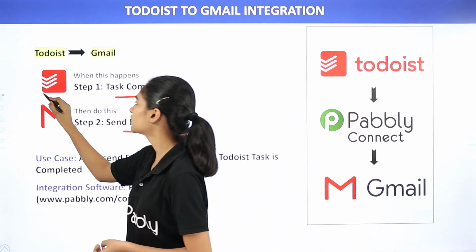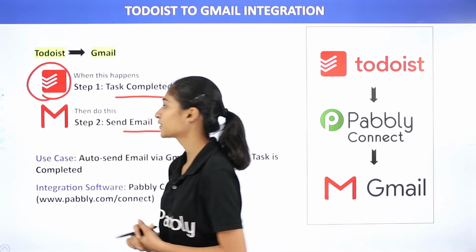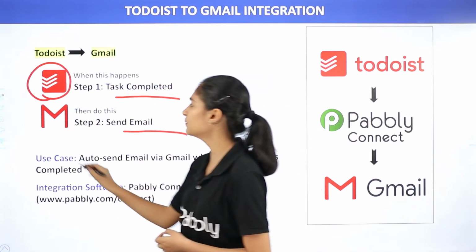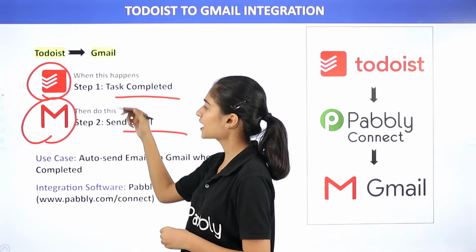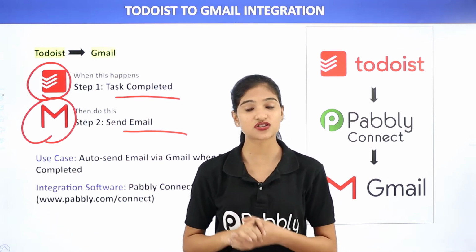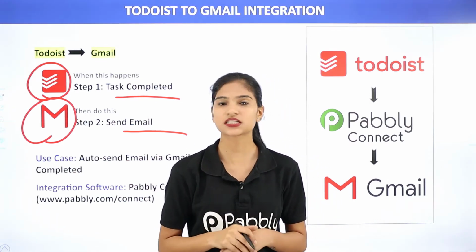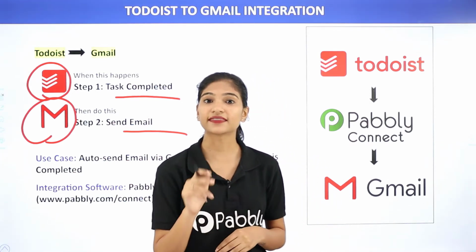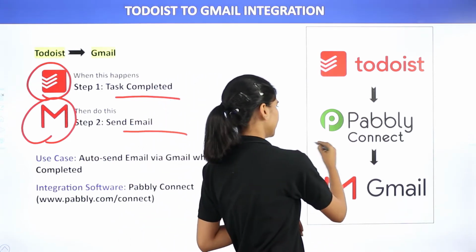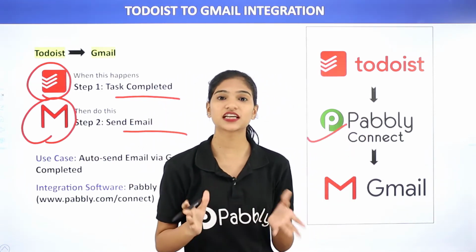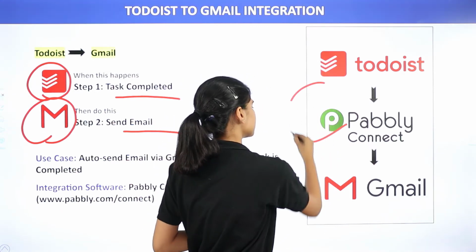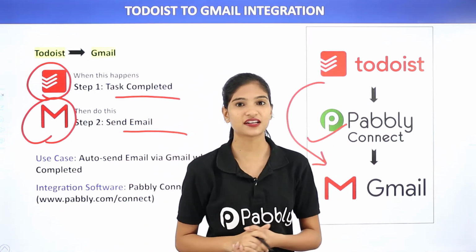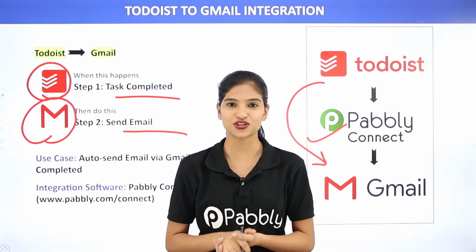So Todoist is a to-do list application software, whereas Gmail is a free email service. So the problem here is that although Todoist and Gmail have some native integration between them, this integration has certain limitations, and that is why we are going to use Pabbly Connect. Pabbly Connect is an integration software which will help us to transfer data from Todoist to Gmail. The best part here is you don't require any knowledge of coding.